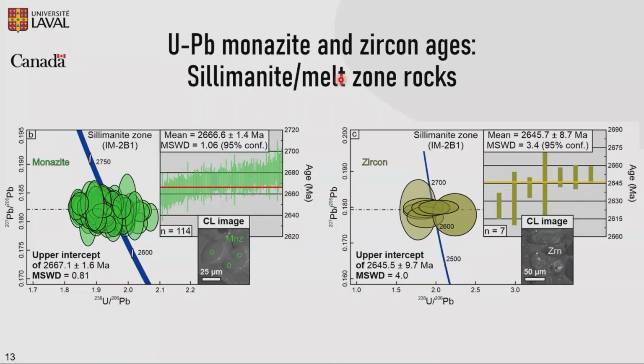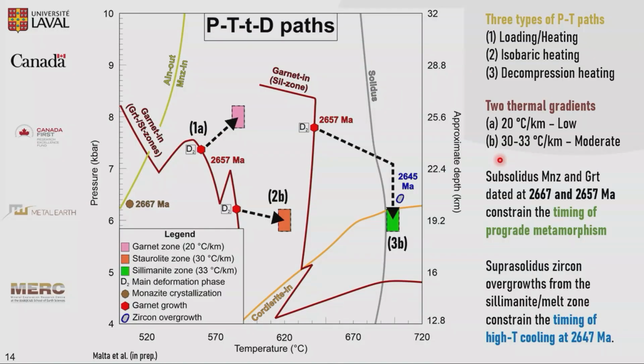As another control of the metamorphism, we also dated monazite and zircon for the sillimanite melt zone rocks. We got an old age, around 26, 60, 67 million years for the monazite, and a young age of 26, 45 million years. So this is the main outcome of our work. We tried to constrain the P-T-t paths across all the metamorphic zones. So we're able to identify the 3 types of PT paths.